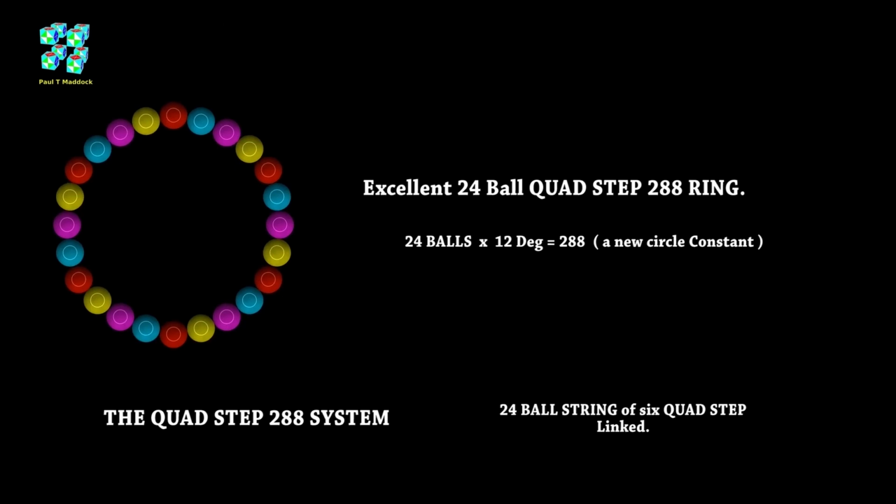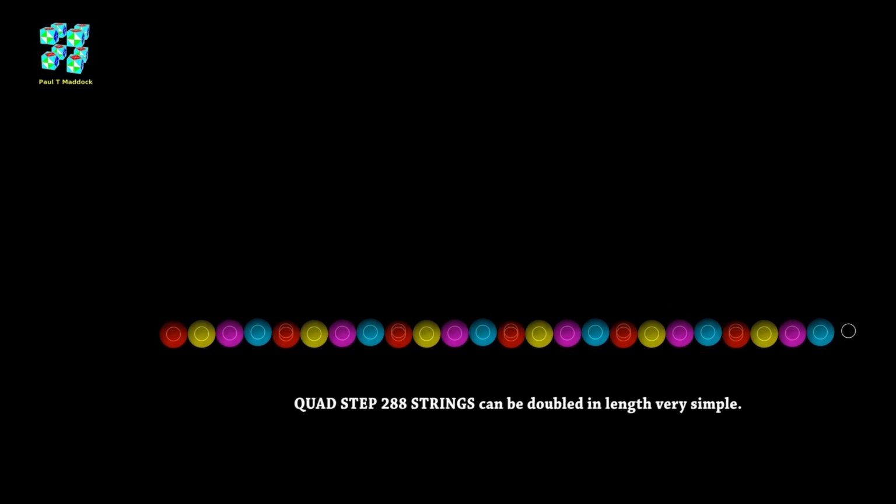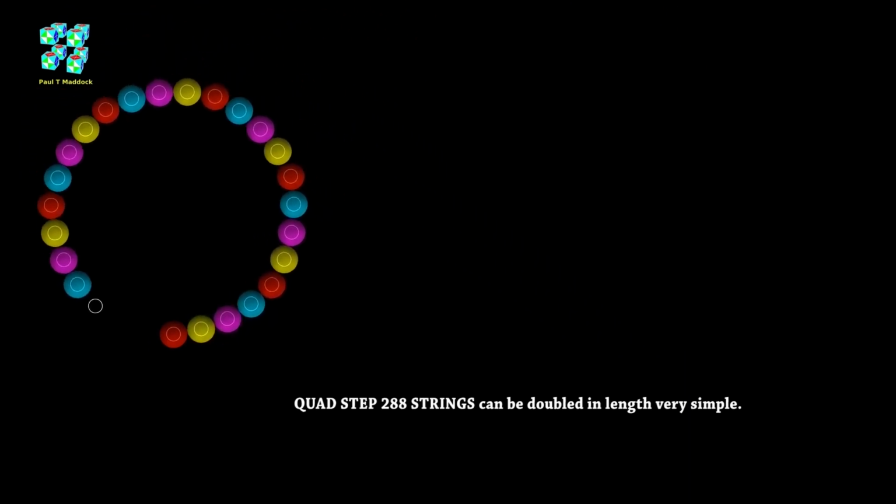Something more I'd like to add. 2 12-ball strings can be linked to a 24-ball string as I show. So this method can keep on doubling up. So for people that work in 3 dimension, this is a lot of fun. Now I showed in my earlier videos that these quad step rings can form a lot of different 3D geometry.